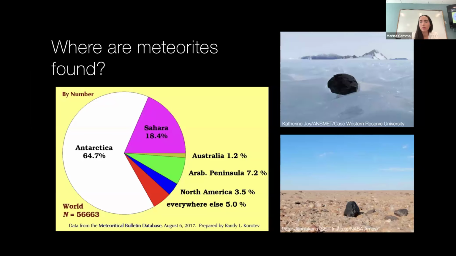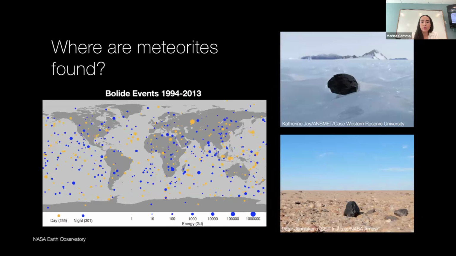That's just because they're easier to find in these places. You can imagine coming across a shiny dark rock in the middle of the Sahara or in the middle of an ice field in Antarctica is a lot more convenient than trying to find one rock in an entire forest. But it's not because more of them fall there.